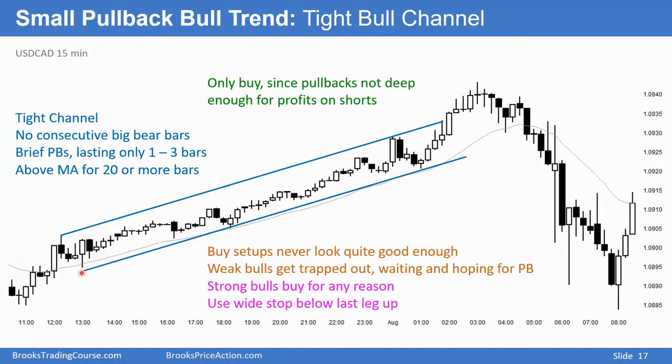The correct stop is below the bottom of the most recent high or low. Once you determine that the market's in a small pullback bull trend like this, typically every pullback ends at a higher low. So it allows you to use a tighter stop than what you might think. If you buy here or anywhere in here, your stop is below there. And if you start going up here, your stop initially is below here, but after a few bars, you'll probably raise your stop to there.